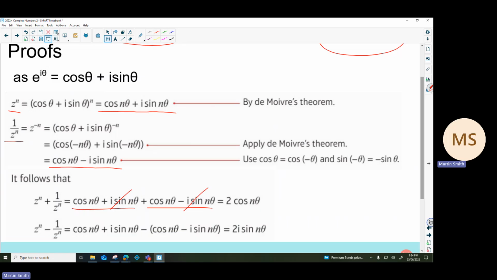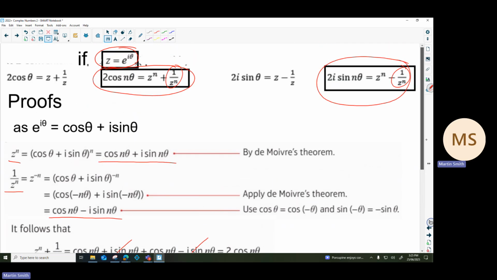If instead of adding you subtract them, you get z to the n minus 1 over z to the n is cos n theta plus i sine n theta minus cos n theta minus i sine n theta, those second two terms being in a bracket. This time the cos n theta terms cancel out. I sine n theta, take away a negative means add on i sine n theta. That gives me 2i sine n theta. Okay, so I've just proved these two statements here in boxes. As I said, if you take this one and replace n with 1, you get that 2 cos theta is z plus 1 over z.